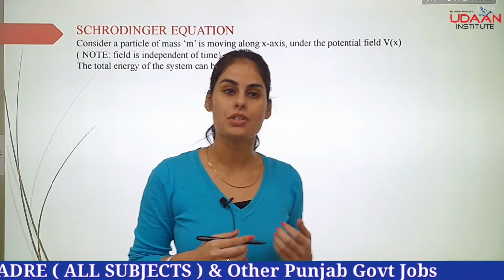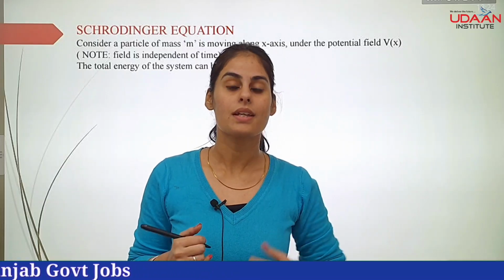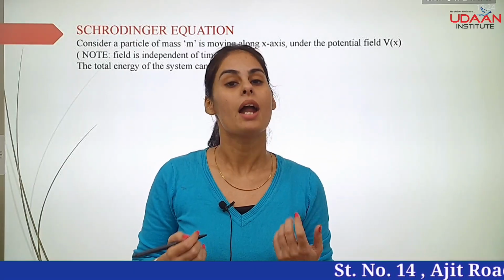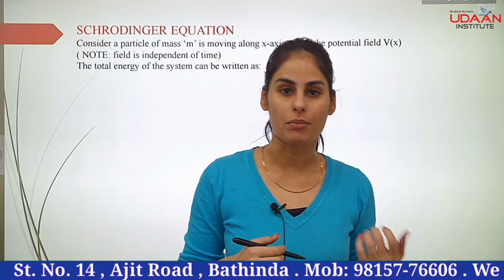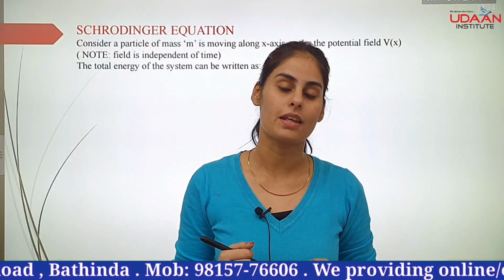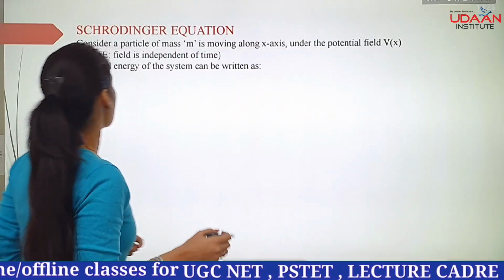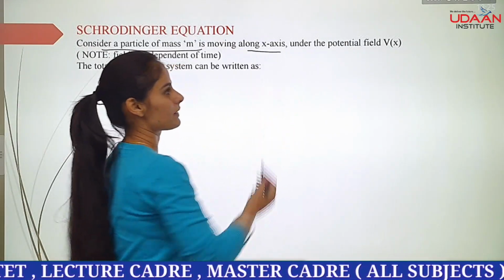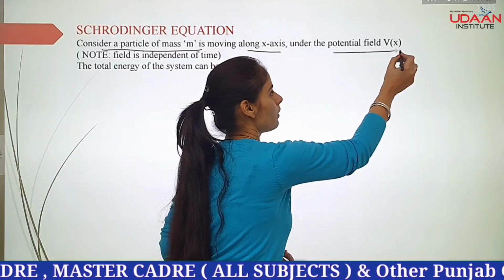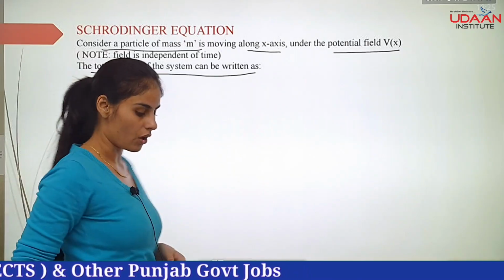So in the Schrodinger equation, we discuss different operators and we try to predict various variables such as energy and position of a particle. As we all know, the Schrodinger equation can be time dependent or independent, and in this scenario we are going to discuss both cases and we will try to solve the Schrodinger equation. So consider a particle of mass m which is moving along the x-axis in the potential field V(x), and we can write the total energy of the system.